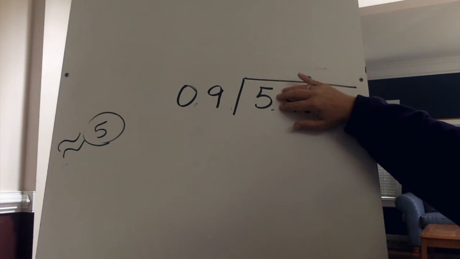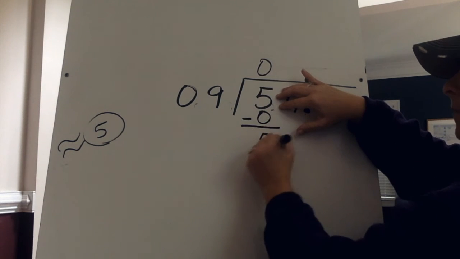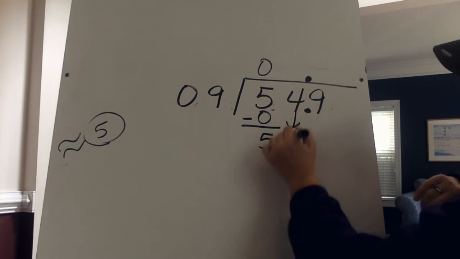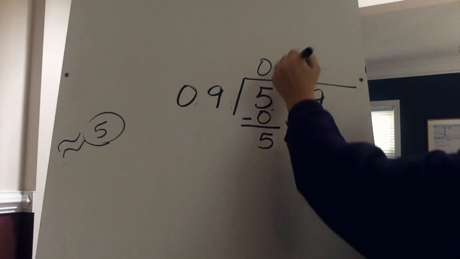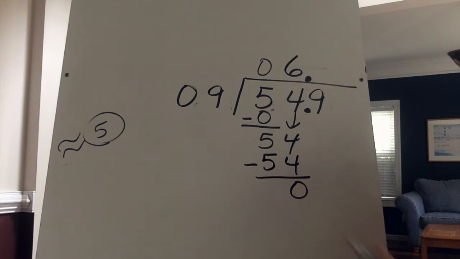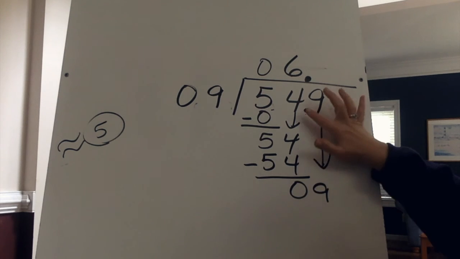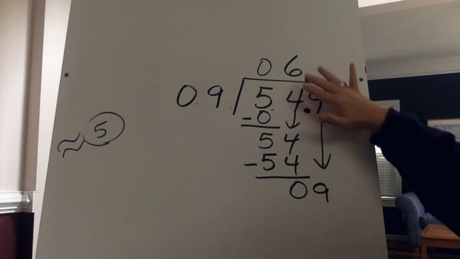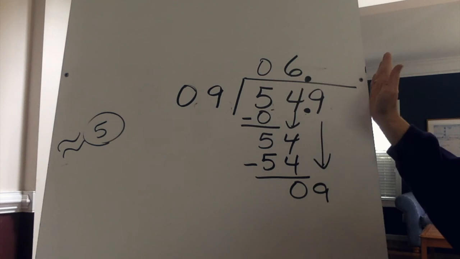9 goes into 5. It doesn't. So I'm left with 5. I drop that 4. 9 goes into 54 6 times. 6 times 9 is 54. None left over. Drop that 9. Remember, that decimal I don't need to bring down because I placed it up. It's just giving us placeholders. It's telling us what's whole and what's tenths and hundredths.